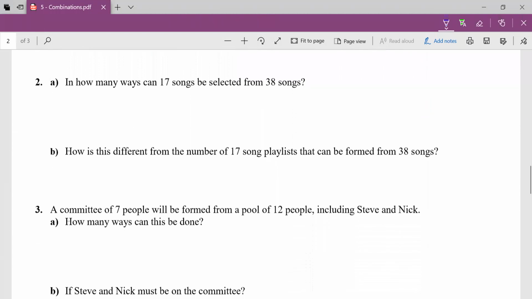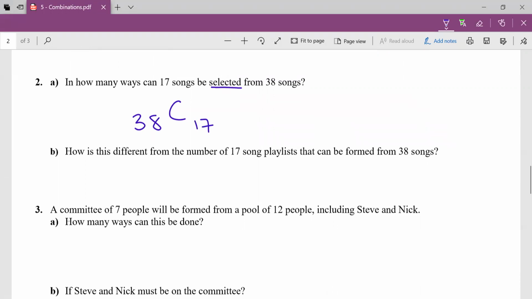Okay, number two. In how many ways can 17 songs be selected from 38? Okay, so this word select, we don't see it all the time, but if we do, it means it's a combination. So this would be 38C17, whatever that happens to be, I don't really care.